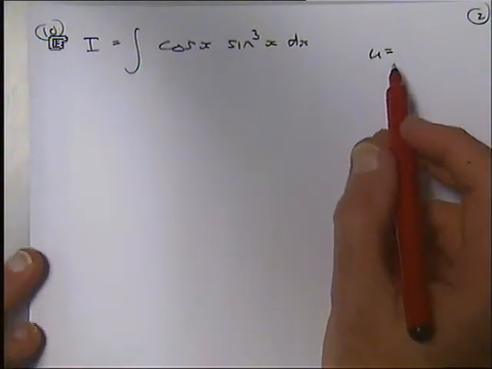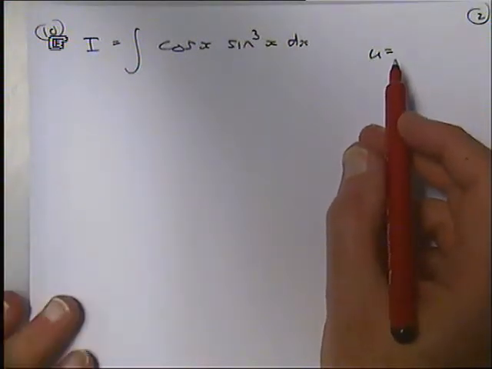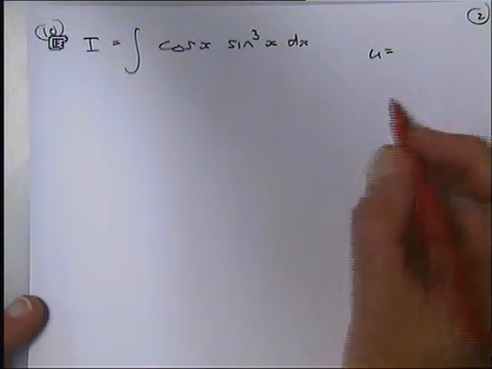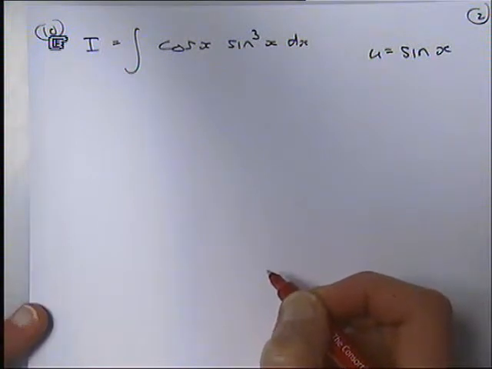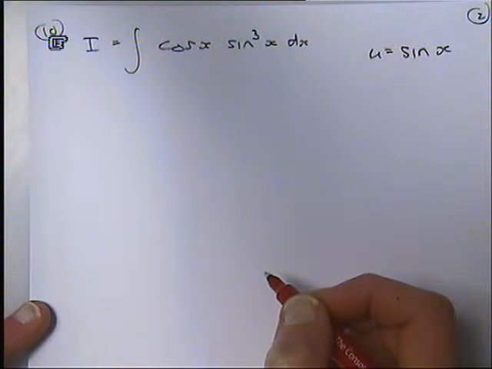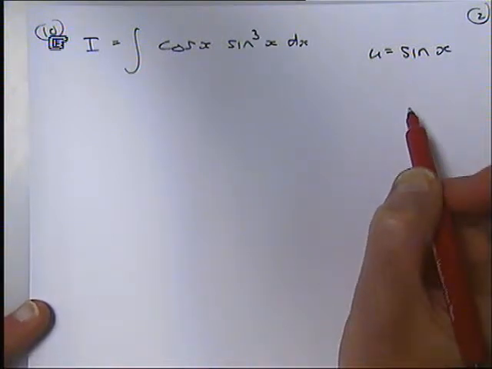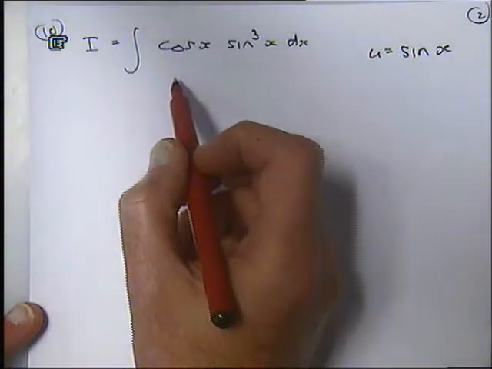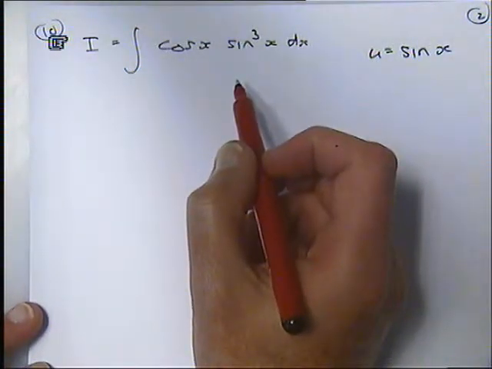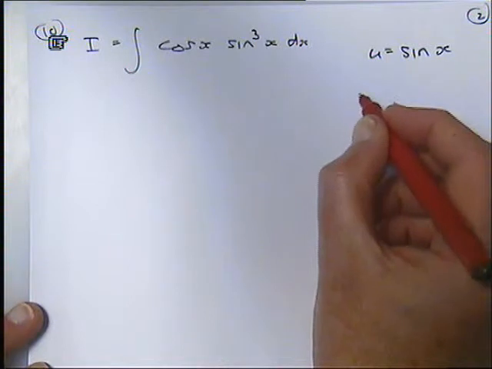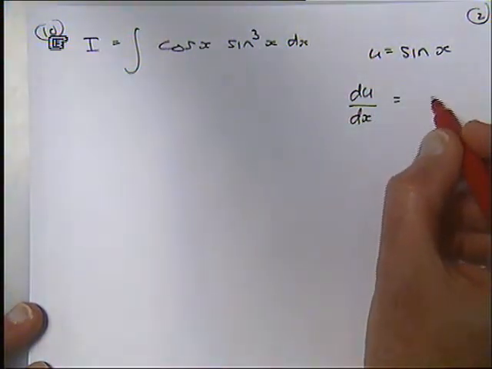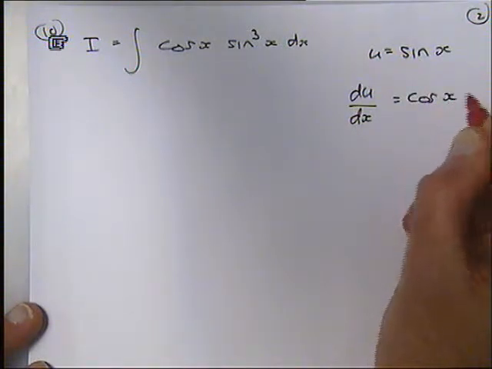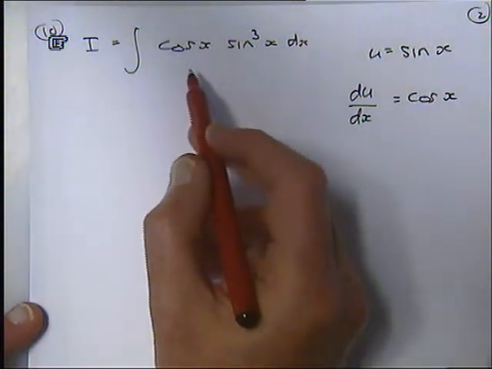First of all, what do you think u might be? You'd be given it anyway in the example. What do you think u might be here? Well, just the sine x. Okay, just the sine x. And then, can you spot anything that you could do from there which will give you something that also appears over here? If you differentiate that, so if you get du dx, what do you get? Cos x, which also appears over here in the question.